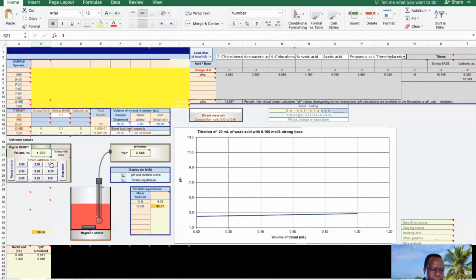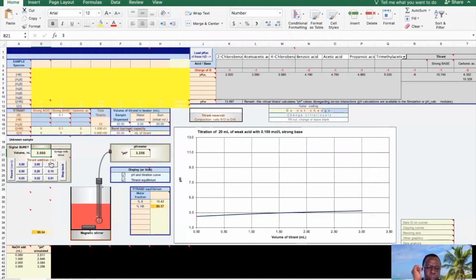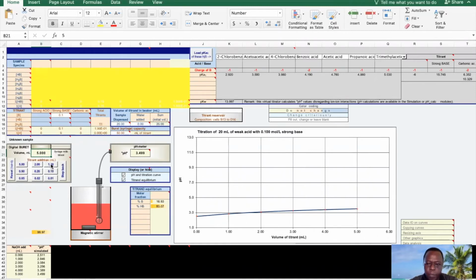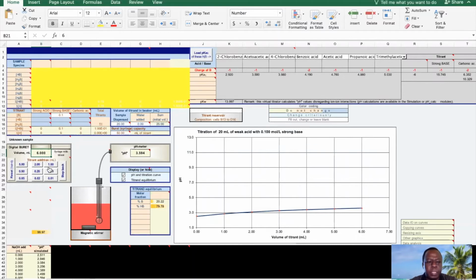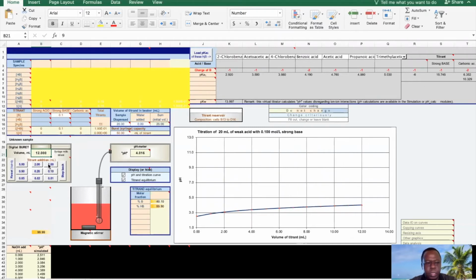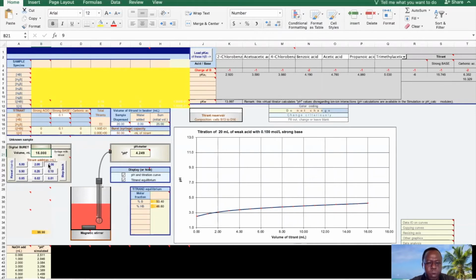So I'll keep on adding 1 ml, 1 ml, 1 ml. You see every 1 ml, the volume of NaOH added is like the meniscus dropping as we add NaOH. So you don't have to type in every time. You have to click one. I click one. If you look at the graph, it keeps on changing, going up and up. So let's just do it real quick. I will keep on adding one.